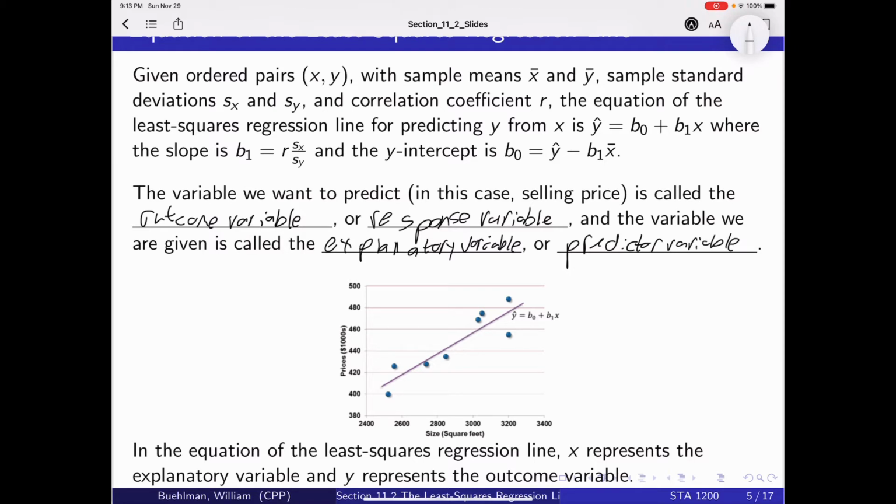In the equation of the least squares regression line, X represents the predictor variable and Y represents the response variable. So in this case, you're going to use X to predict Y. So X is whatever you're using to predict, and Y is going to give you that response or outcome. So if we were to use this right here, let's say, as our prediction value, we would expect that right about there is where our response variable would be.